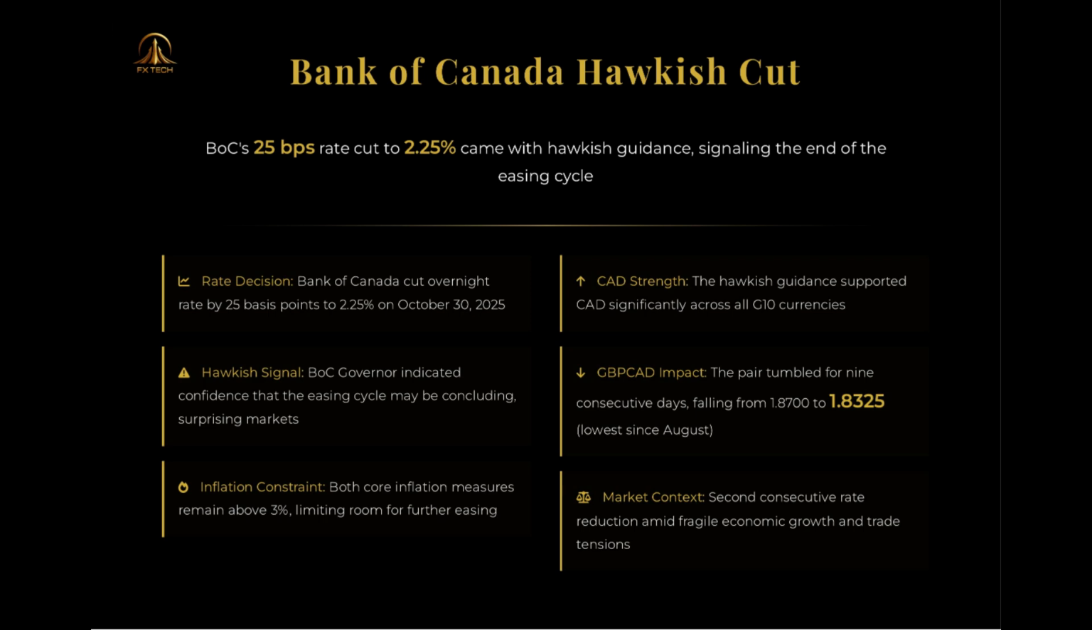Governor Tiff Macklem emphasized that while inflation has eased considerably, the bank would proceed more cautiously going forward. This hawkish tone within a dovish action provided underlying support for the Canadian dollar, limiting the downside for CAD and creating resistance for GBPCAD at higher levels. The market interpreted this as the BOC nearing the end of its easing cycle.